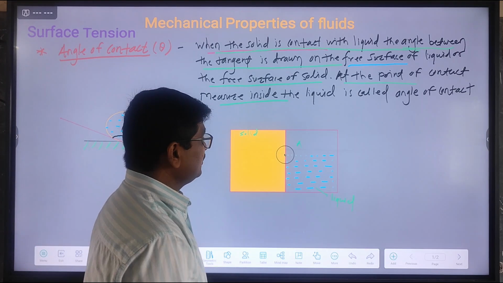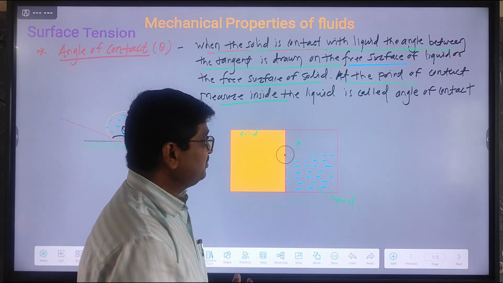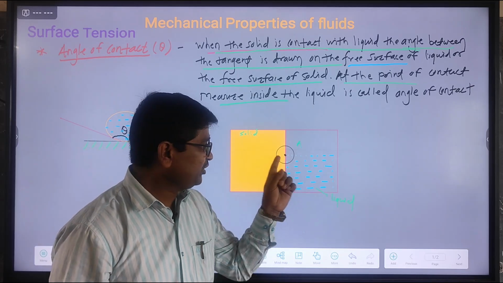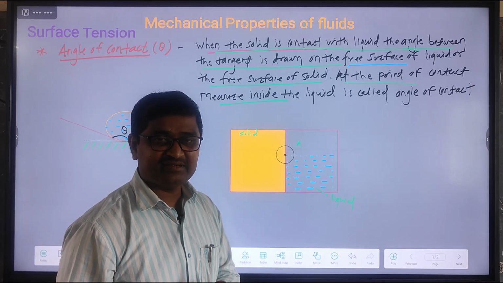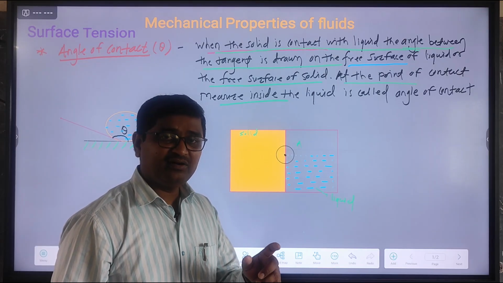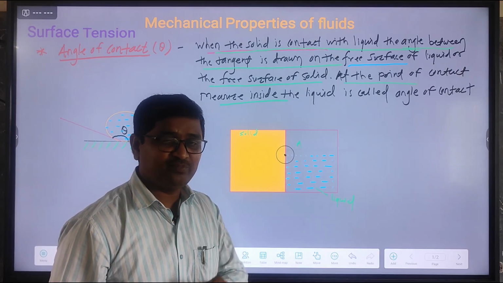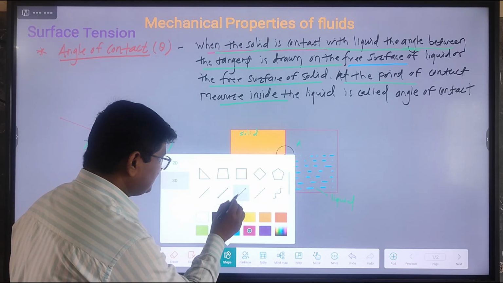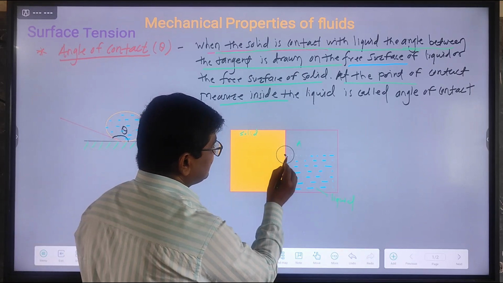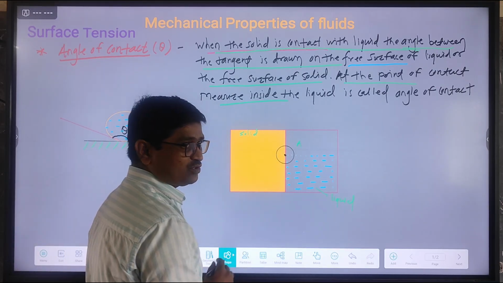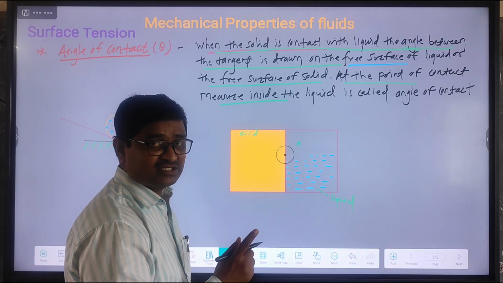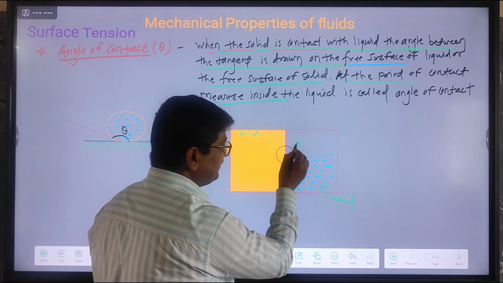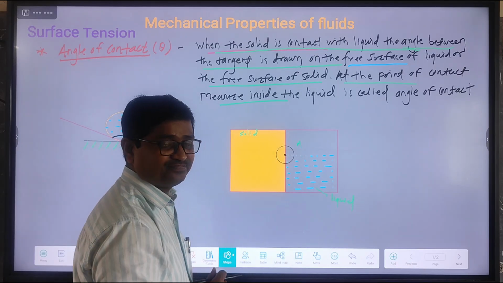Now let's see here. When the solid is exactly in contact with liquid, the point of contact is represented by the molecule A. So this molecule A represents the point where the solid and liquid are contacting together. How many forces are experienced at this point of contact? This concept is very important. Now when we draw the sphere of influence of molecule A, it is part of the sphere of influence in solid, in air, and in liquid.